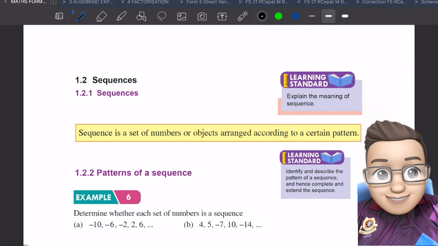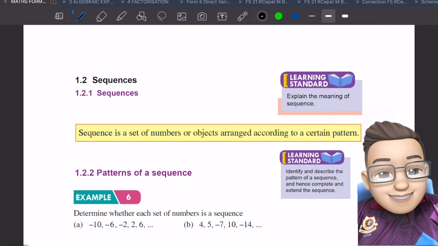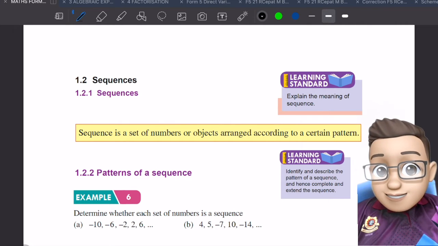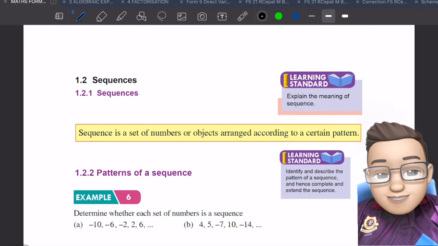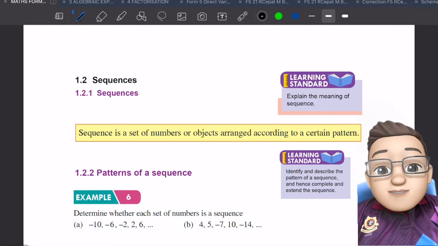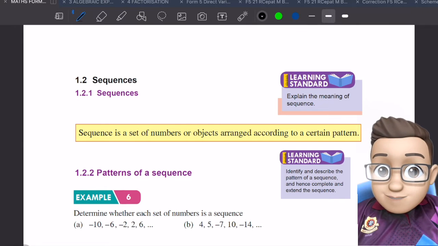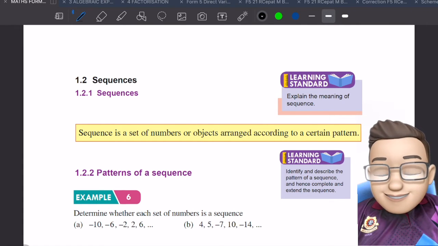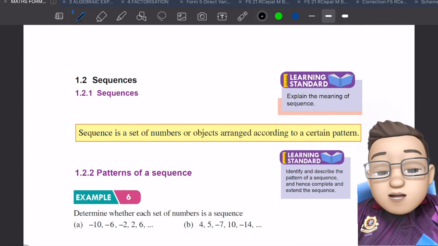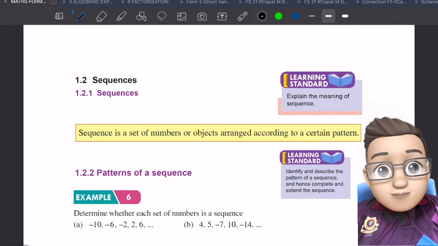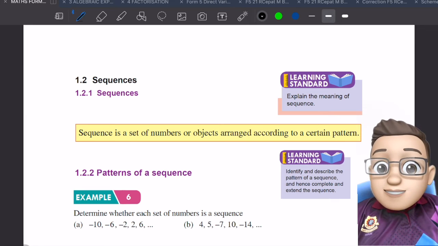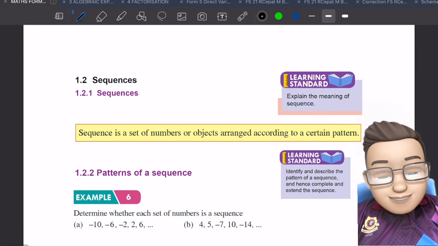The first learning standard is to explain the meaning of sequence. We know that a sequence is a set of numbers or objects arranged according to a certain pattern. It's just as simple as that. A sequence is a set of numbers or objects arranged according to a certain pattern. Remember that.